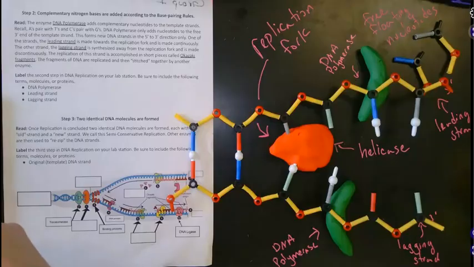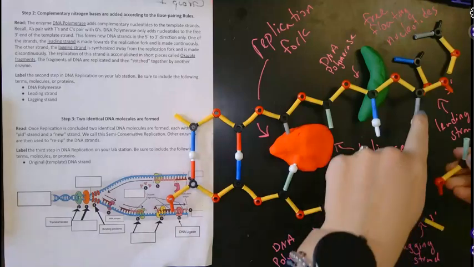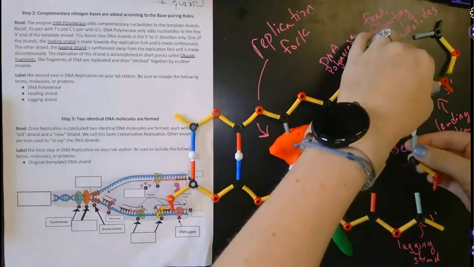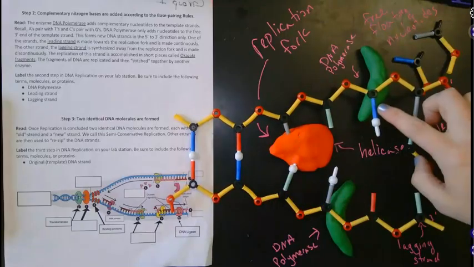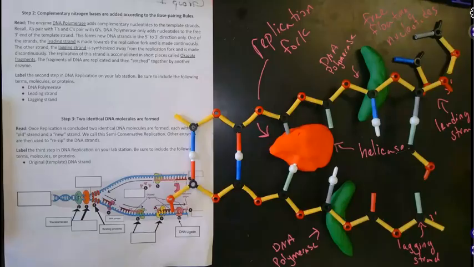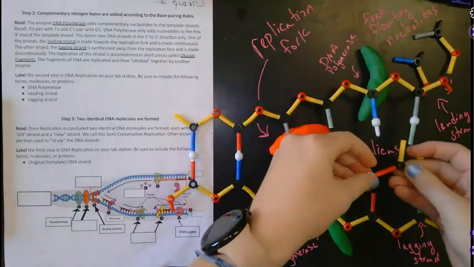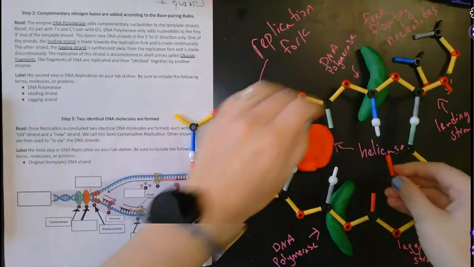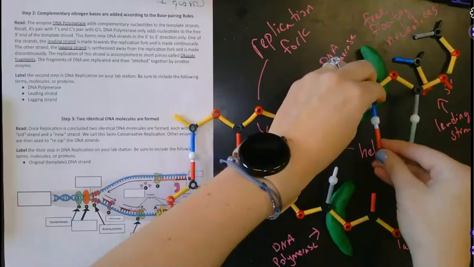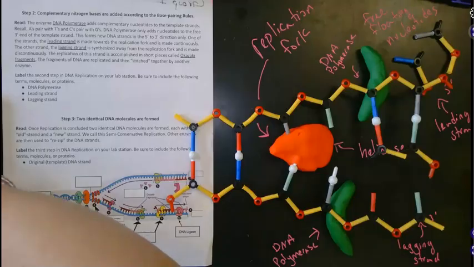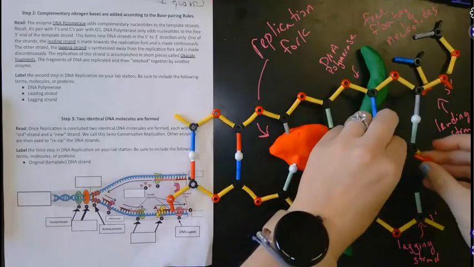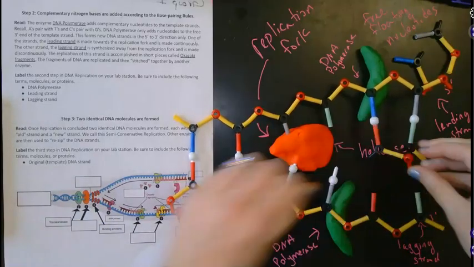So, for example, there we go. We have G and C here. Pretty sure this is a T, so I'm going to add an A. And then there's another enzyme that comes in and binds together our phosphates and our sugars.